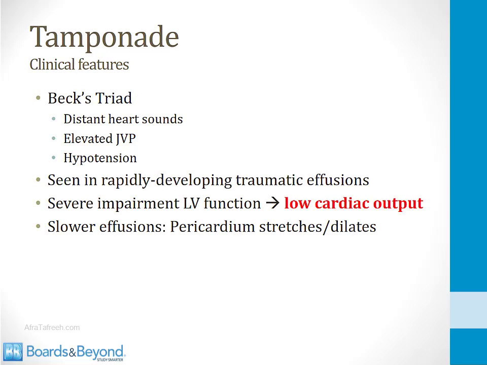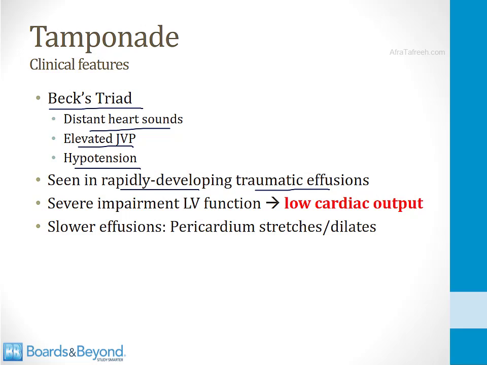Beck's triad is a collection of three clinical findings that can be seen in tamponade. Those three findings are distant heart sounds, elevated jugular venous pressure, and hypotension. Beck's triad is usually only seen in trauma. You need to have a rapidly developing, usually traumatic effusion for this to occur. Remember that the pericardium does not have time to stretch in the setting of trauma, and therefore just a small amount of fluid raises the pressure in the pericardial sac significantly.